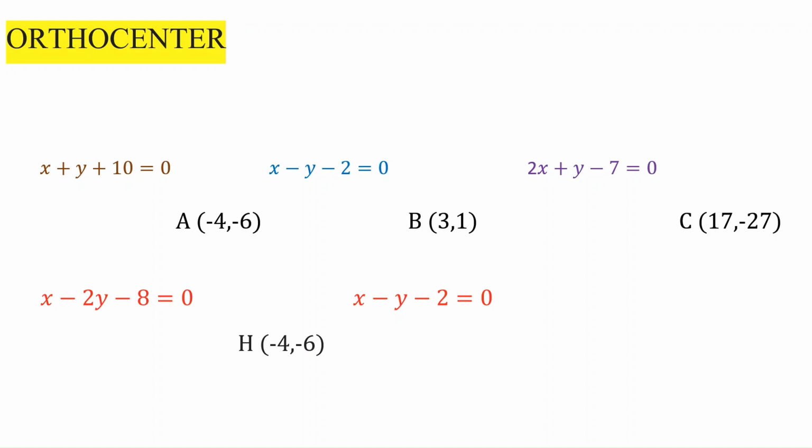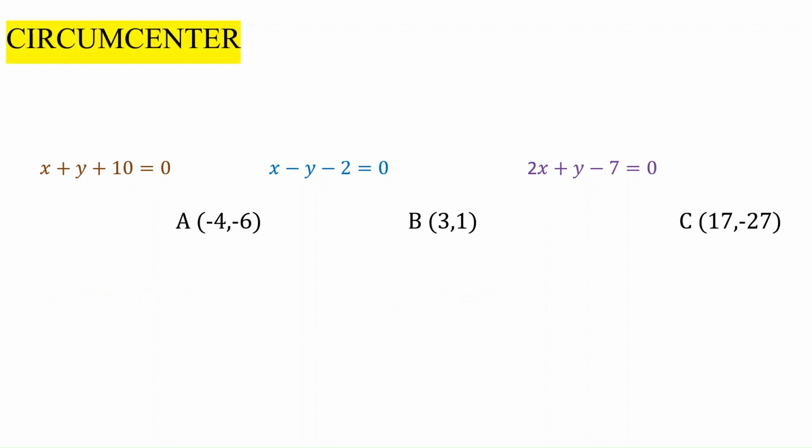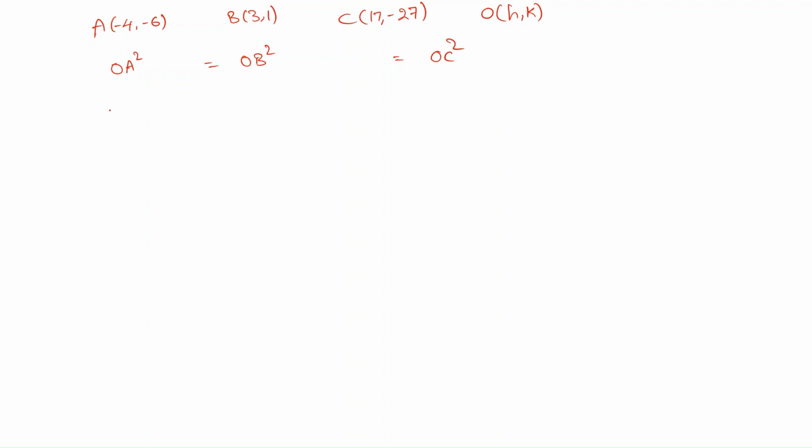Now we look into the circumcenter. For the circumcenter, we know the relation that OA square is equal to OB square is equal to OC square, where O represents the circumcenter, which we assume to be h comma k. So we'll do all this now and try to find the circumcenter. Here OA, OB and OC represent the distances between the circumcenter and the corresponding vertices. We'll start substituting the values here.